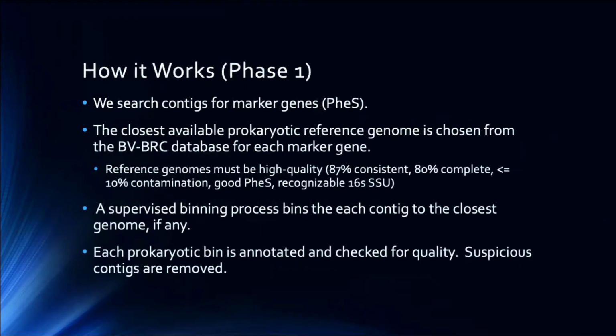How it works. We first look through the contigs for any sequence that contains a given marker gene. Here we're using PS gene. That was chosen because it tends to occur once in nearly all genomes.